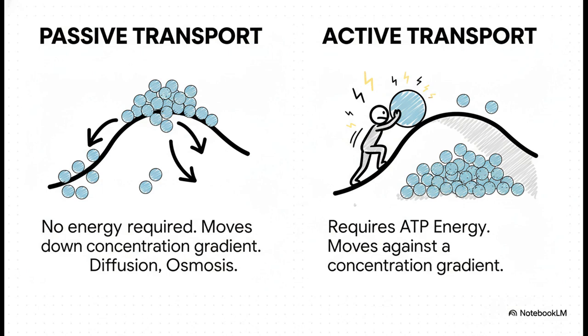Well, it uses two main methods. First, there's passive transport. This is the easy stuff. It's like rolling a ball downhill. Molecules just move from a high concentration to a low one. No energy needed.